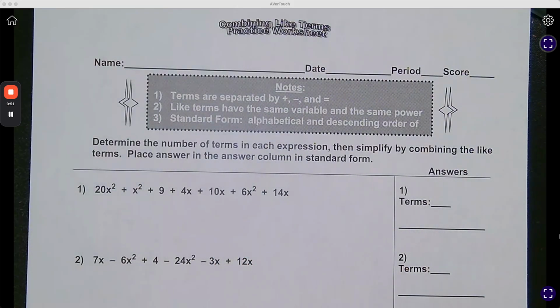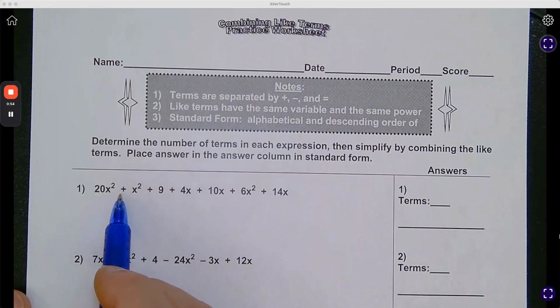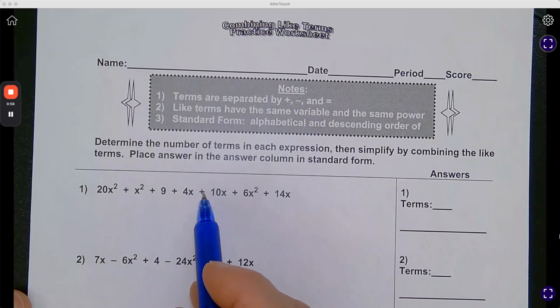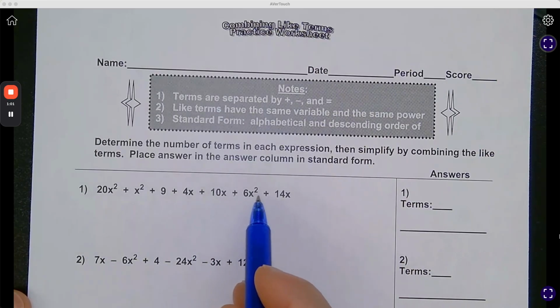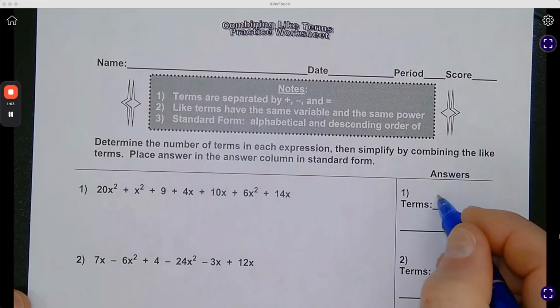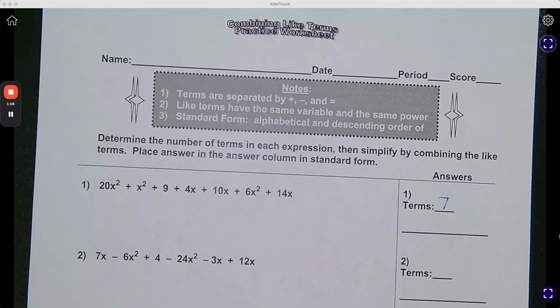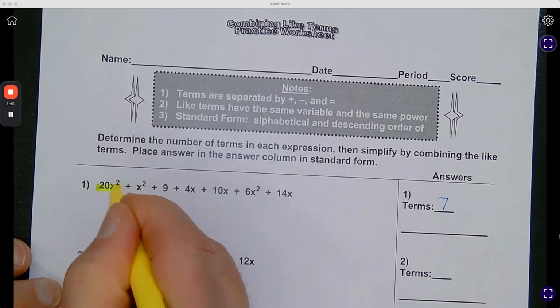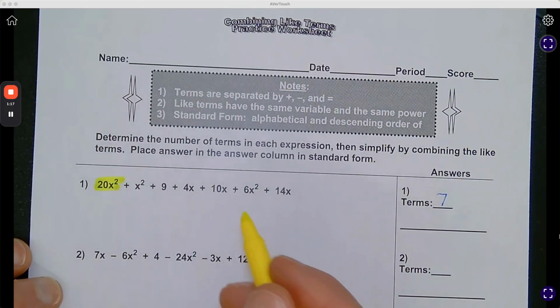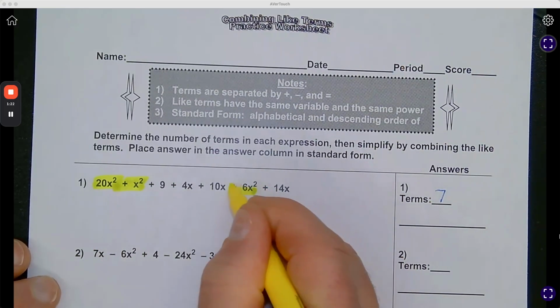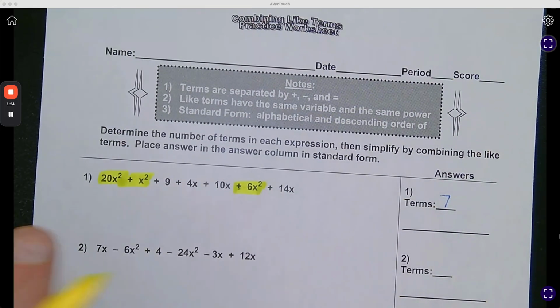There's a term, plus a term, plus a third term, plus a fourth term, plus a fifth term, sixth term, seventh term. So there's a total of 7 terms. Now we're going to go ahead and condense this. We're going to combine our like terms. Like terms have the same category. For example, that category is x squared. This is also a category of x squared, and this is a category of x squared.